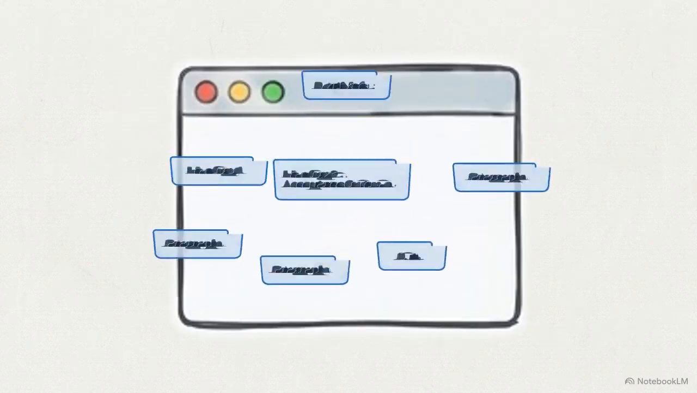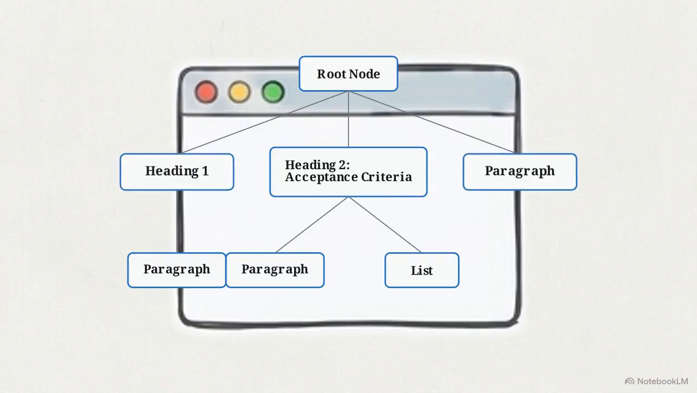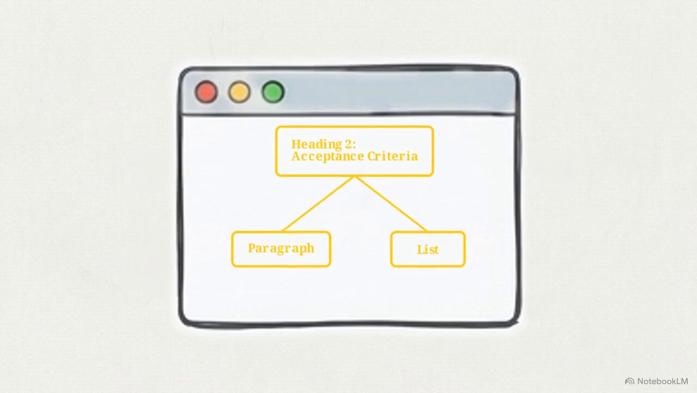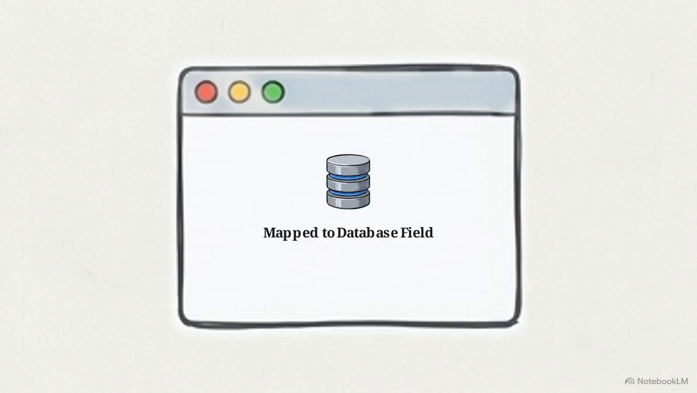The browser converts the raw Markdown into a Markdown abstract syntax tree. Every paragraph and heading becomes a distinct node. The application walks the tree, locating specific branches, isolating data nested under a single element like a Level 2 heading titled Acceptance Criteria.